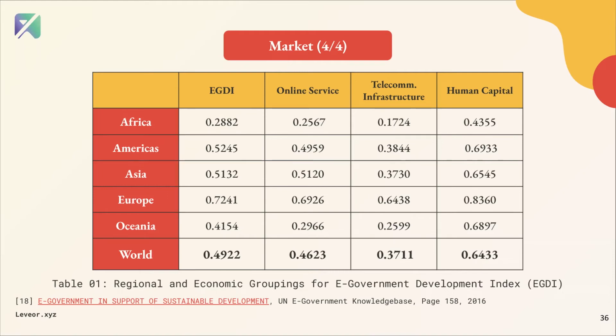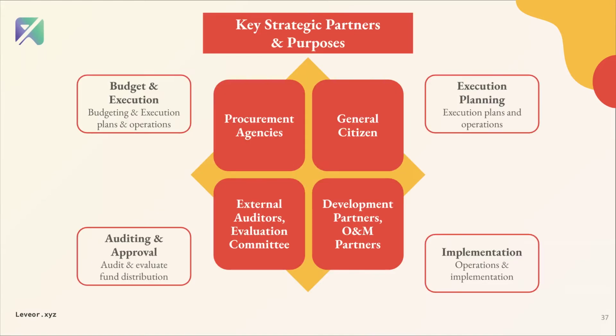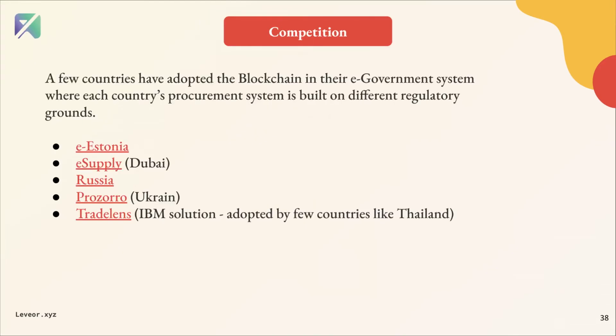The key partners of our proposed solution include agencies, auditors, committees, development partners, and of course, citizens at its heart. In terms of competition, the existing countries that have considered and published plans to incorporate blockchain or DLT in their systems are Estonia, Russia, Ukraine, UAE, and others.